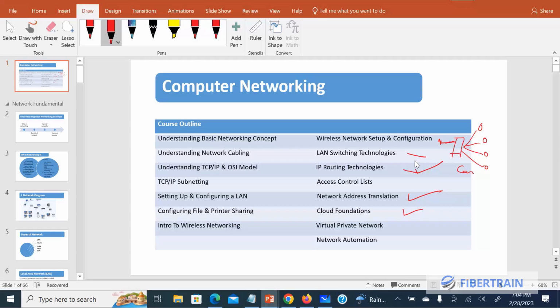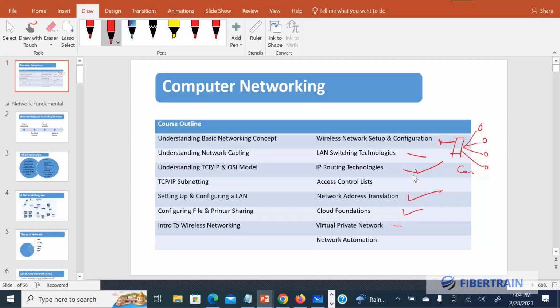So we'll look at different cloud service providers like Microsoft Azure, Amazon Web Services, aka AWS, and also Google Cloud Platform. These are the three major leaders in the field of cloud. And the VPN, I mentioned it earlier on the IP routing. So there is a segment that will focus specifically on VPN technologies.